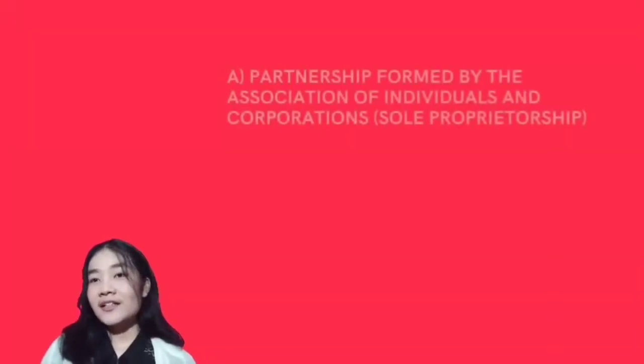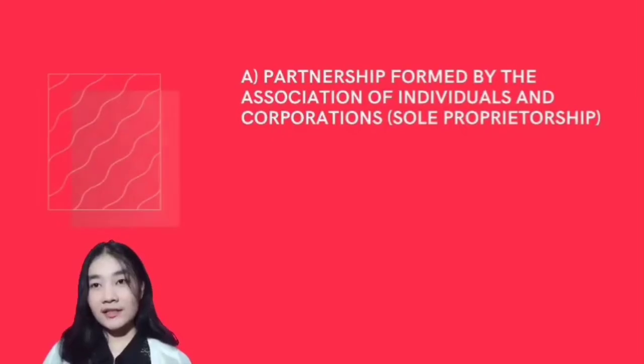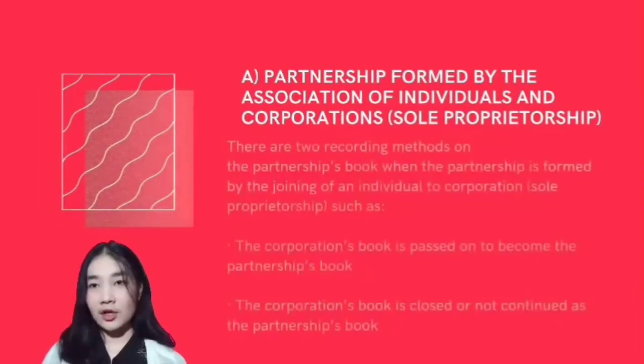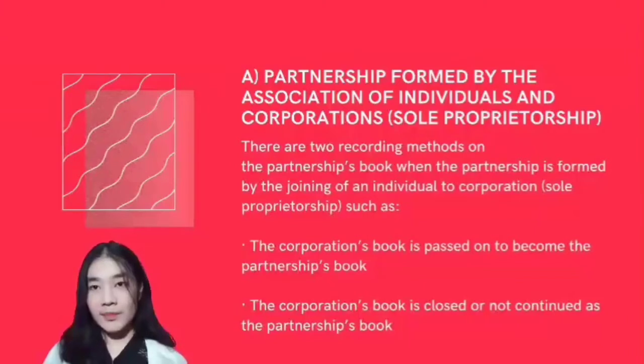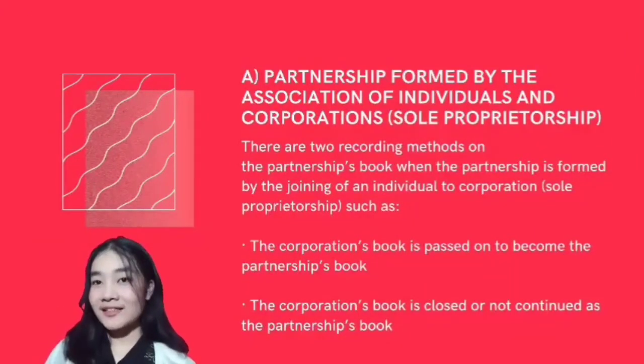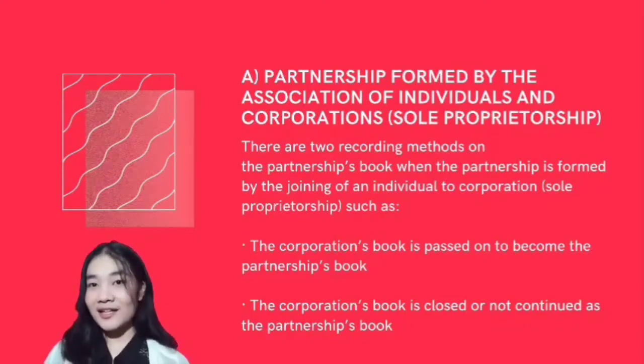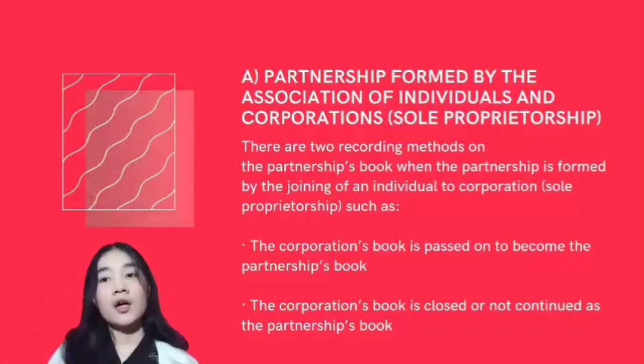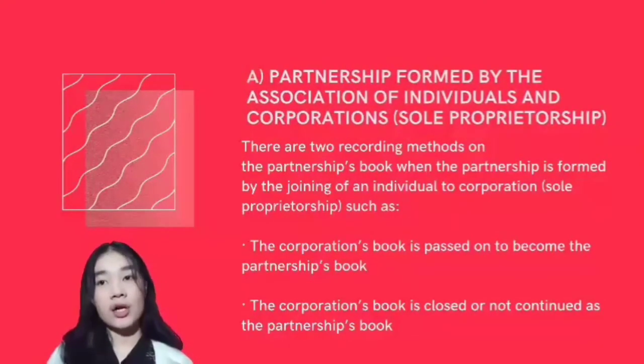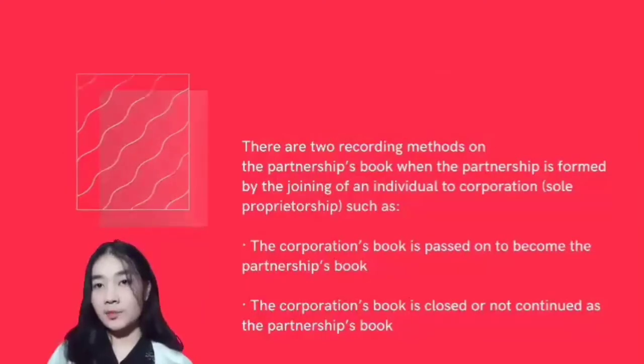Next, partnership formed by the association of individuals and corporations or sole proprietorship. There are two recording methods of the partnership's book when the partnership is formed by the joining of an individual to a corporation or sole proprietorship. One, the corporation's book is passed on to become the partnership's book. Two, the corporation's book is closed or not continued as the partnership's book.